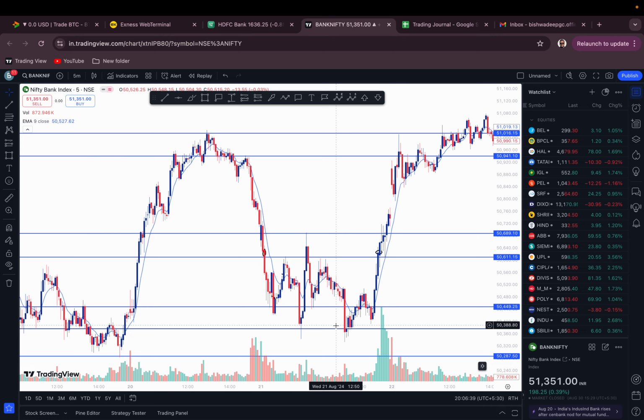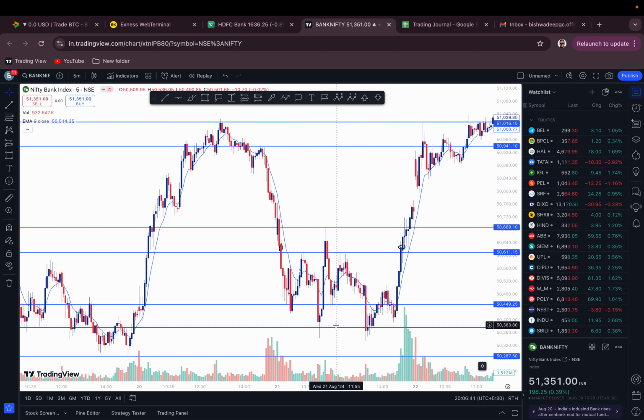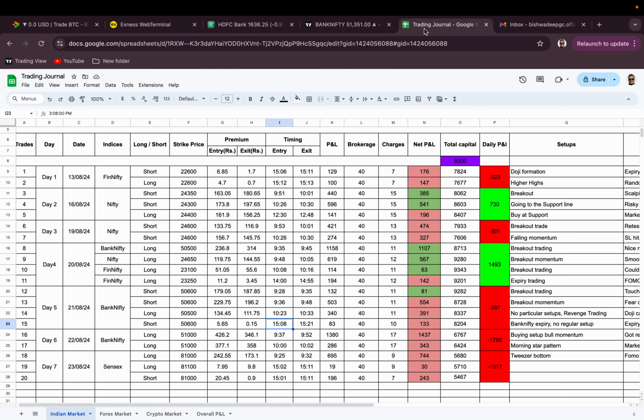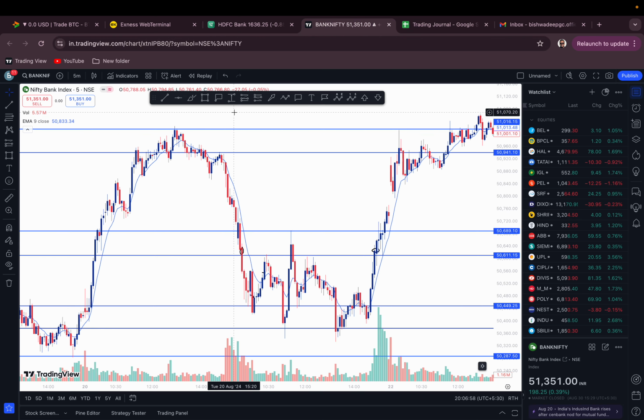Okay, so coming on to the trades that I took for the Bank Nifty, I took a short position at 50,600. This is the strike price. I will clearly explain there is a difference between the spot price and the strike price.